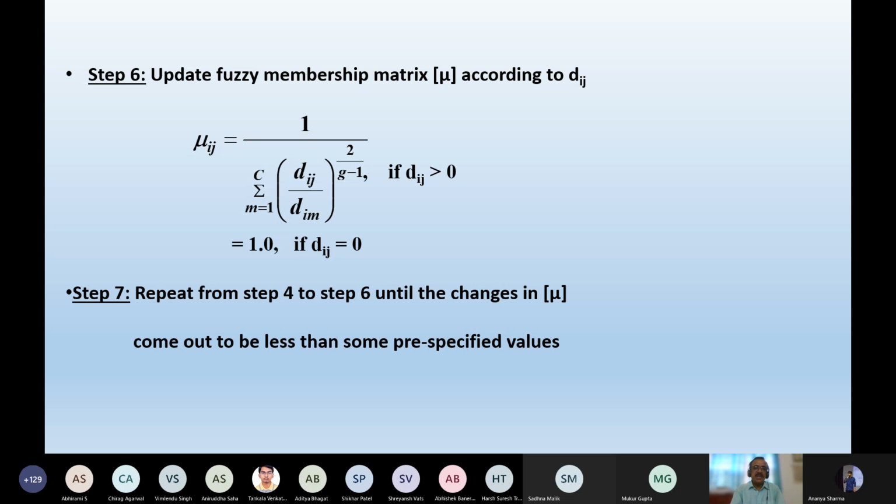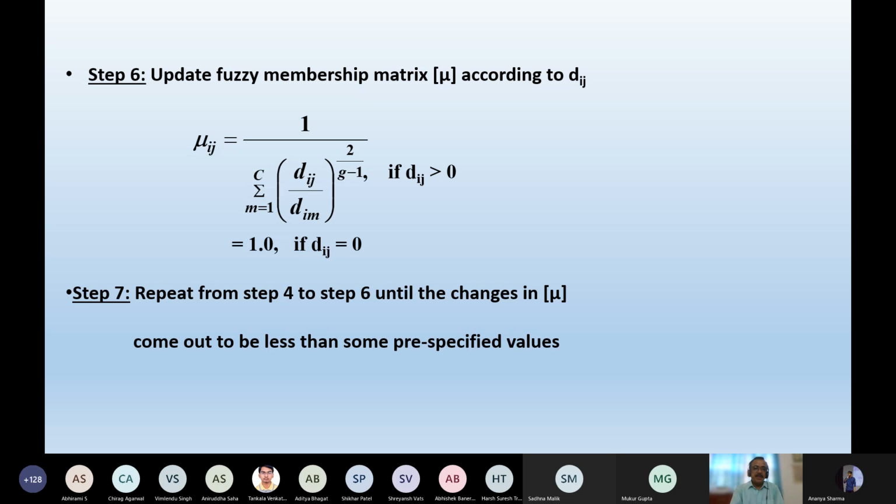And this mu ij is nothing but 1 divided by summation m equals 1 to c of Dij divided by Dim, raised to the power 2 divided by g minus 1, if Dij is greater than 0. And if Dij equals 0, that is, the distance between the two data points is zero, the membership function value is 1.0.